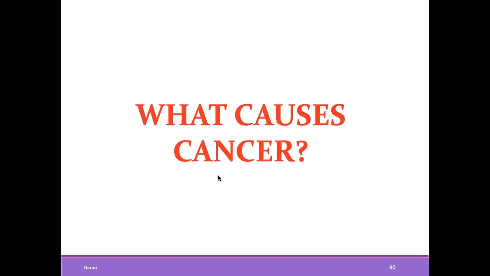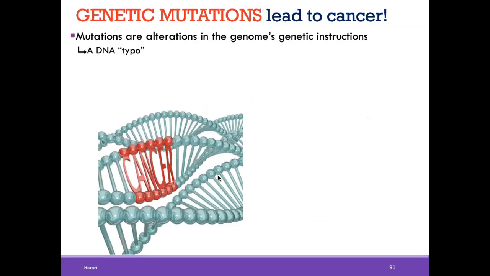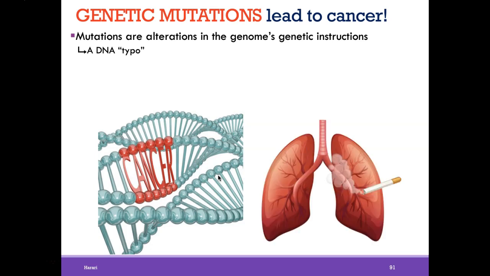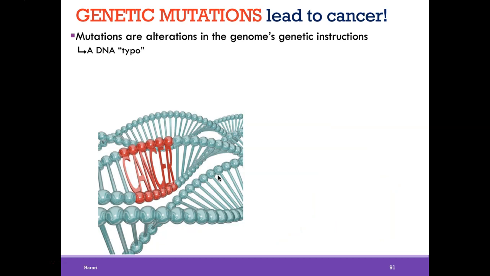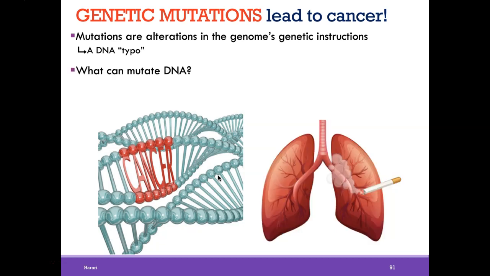So what causes cancer? Genetic mutations lead to cancer. Right? We said mutations are alterations in the genome's genetic instructions. A mutation is like a typo in DNA. So DNA typos may lead to cancer. We'll talk about that not any typo will cause cancer. Right? But what can mutate? What can even cause these typos?